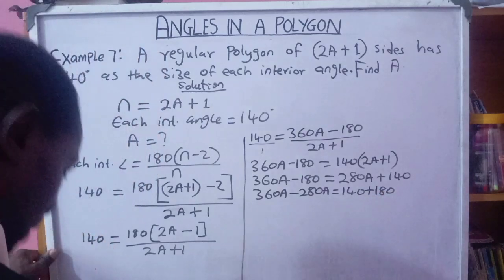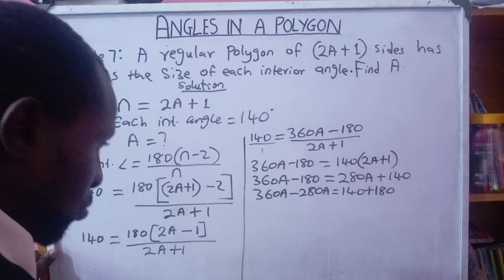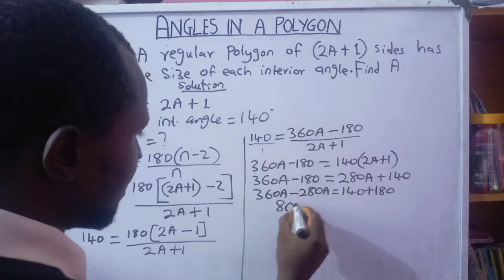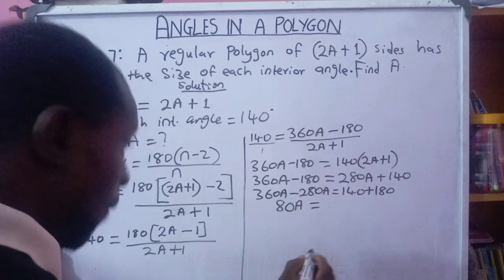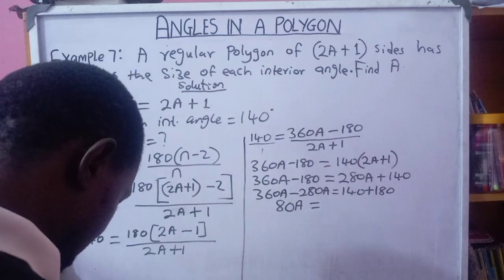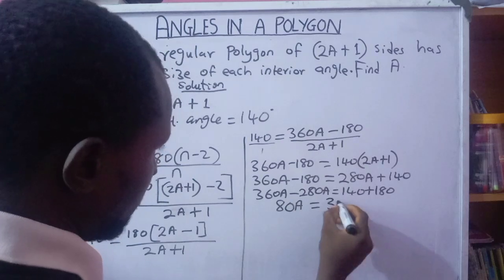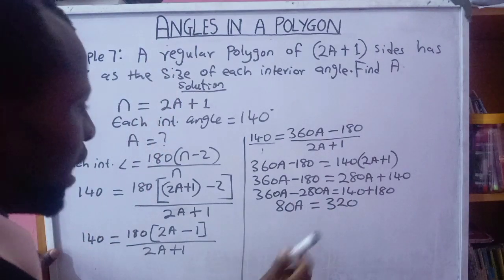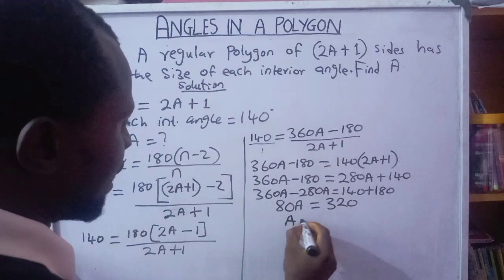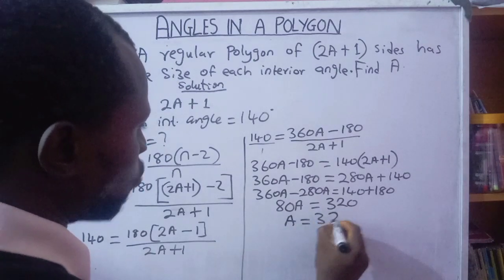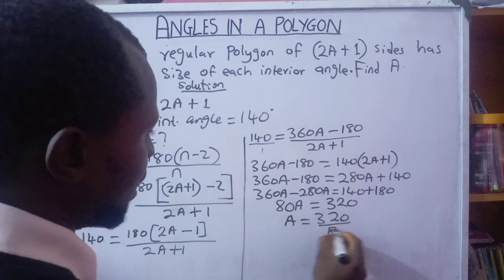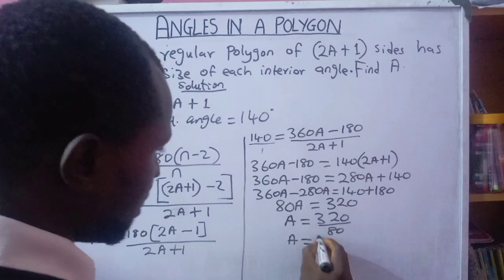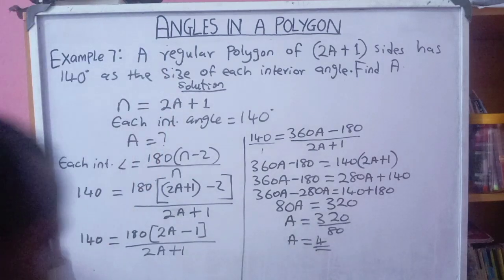All right, so 360a minus 280a gives us 80a. 80a equal to 140 plus 180, that gives us 320. So now we divide both sides by the coefficient of a, which is 80. That will now become 320 divided by 80. So therefore, the value of a is 4. And that is the answer to this question.